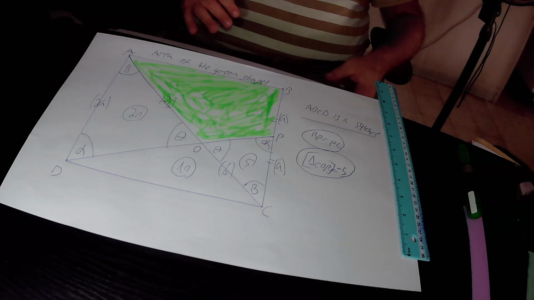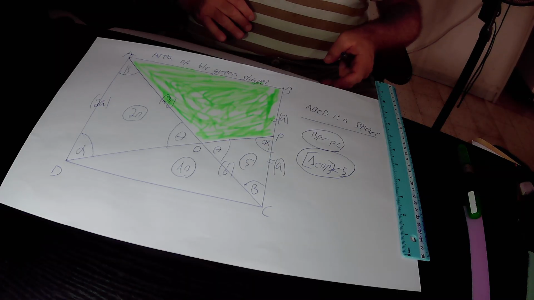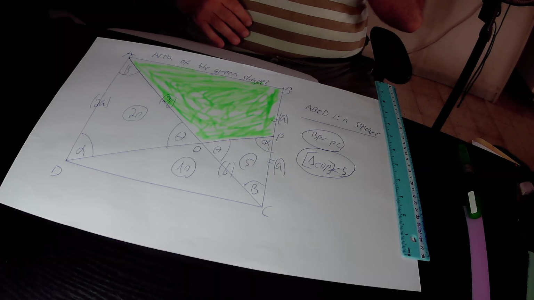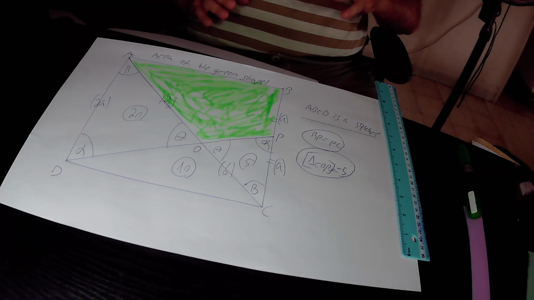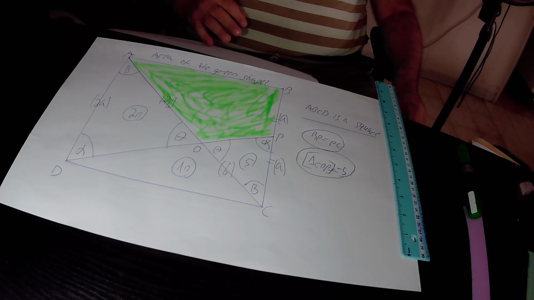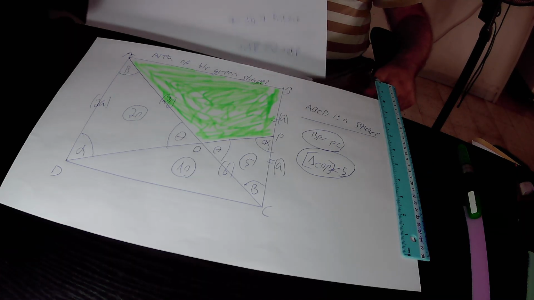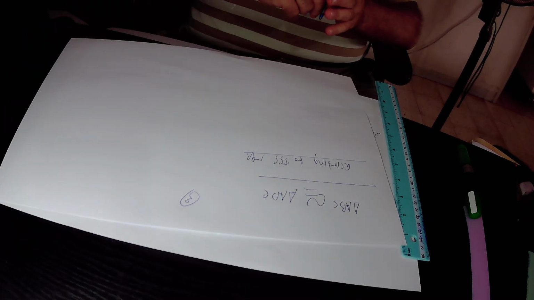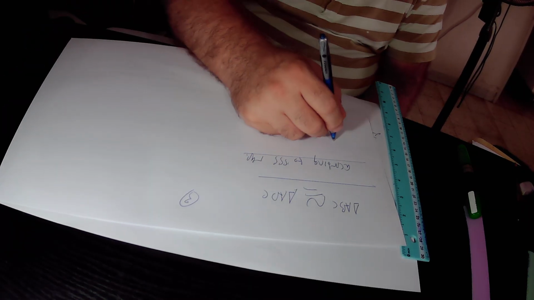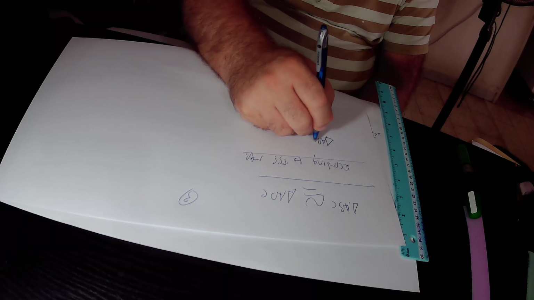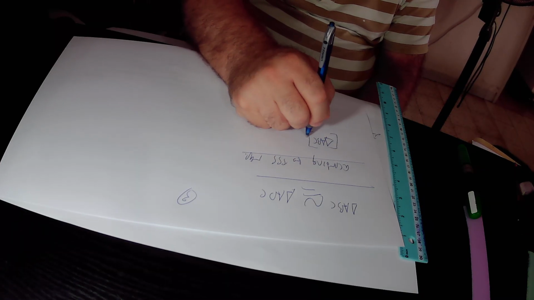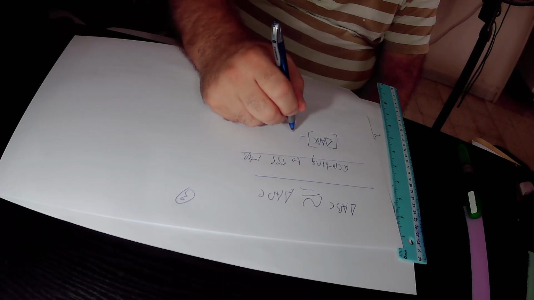Whenever you have two triangles that can go into each other, then they must have also the same areas. So the area of triangle ABC is equal to the area of triangle ADC.